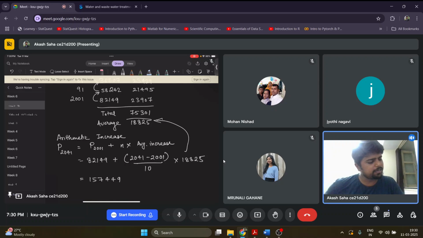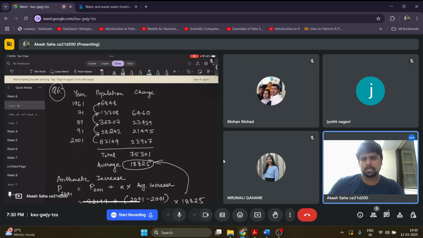We just have to find the average change over the years. Over the decades, what is the average change? Okay, so that's how we will calculate for the arithmetic increase method. Now, for the geometric increase method, we have to find the percentage change.